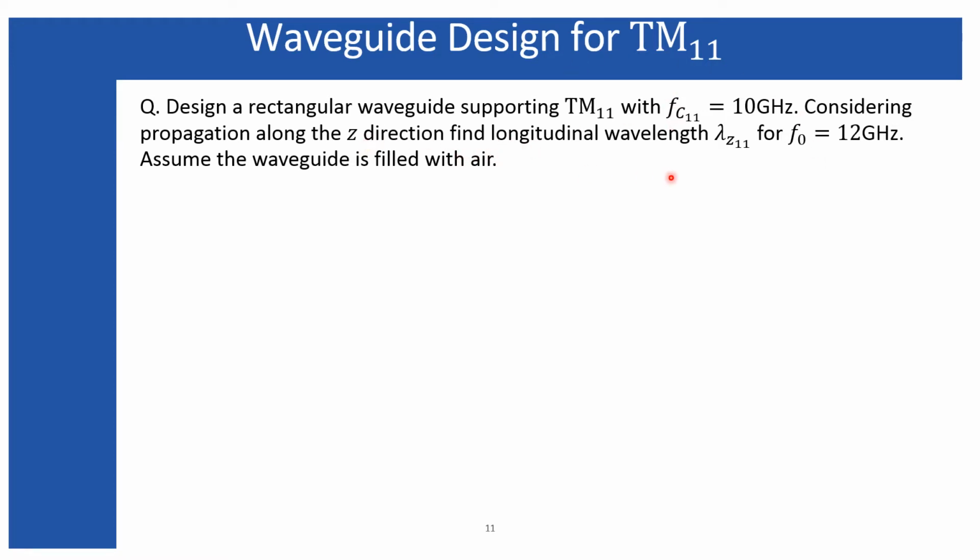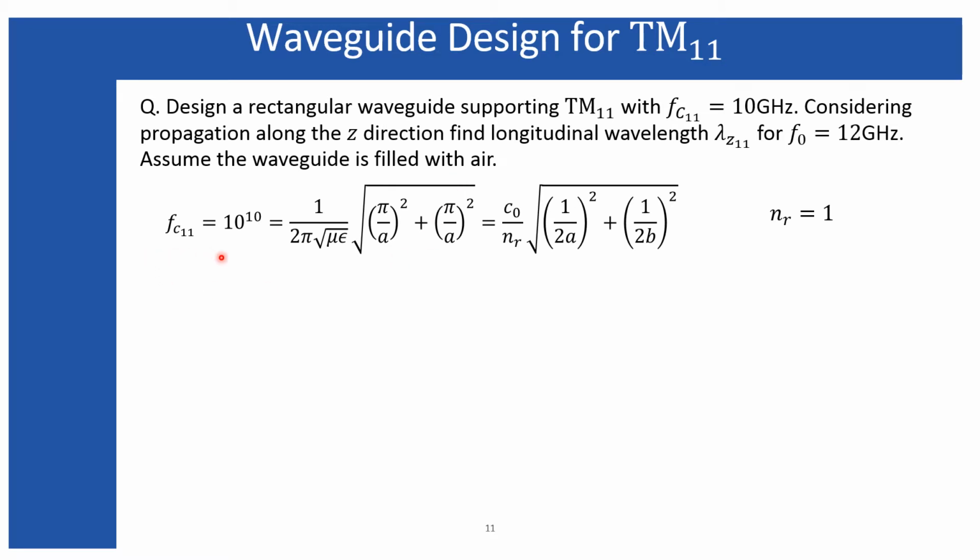And the problem asks to find the longitudinal wavelength lambda z for the TM11 mode. And we know that lambda z must be greater than the excitation wavelength, because this is the excitation frequency, and the corresponding wavelength of this excitation frequency will be less than the wavelength I am going to find for this TM11 mode. Let's start. And one more thing, the guiding medium I have assumed here is air. Therefore, the refractive index that we have to consider is 1.